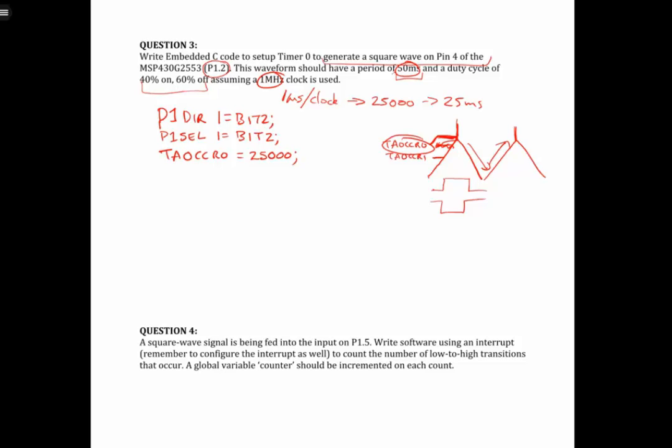Now we need to work out our off time. And what we can say is we're interested in 50 milliseconds times 0.6 because 60% off, and then times 0.5 because we're halving it just like we did with our period, 50 milliseconds to 25 milliseconds. So the value that it gives us is 15,000.